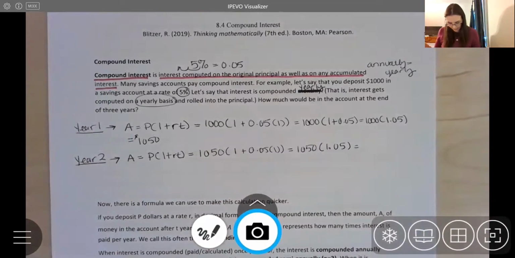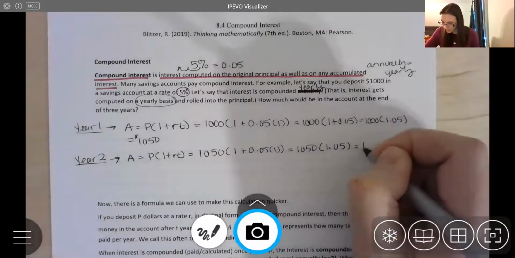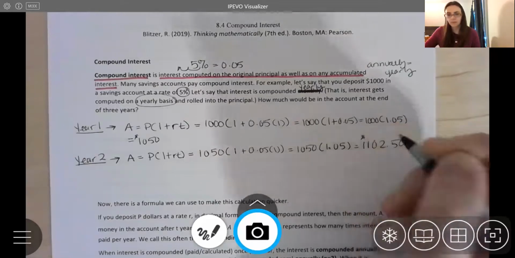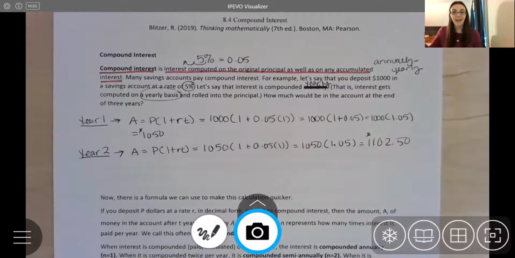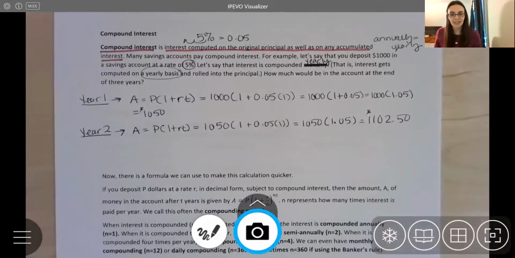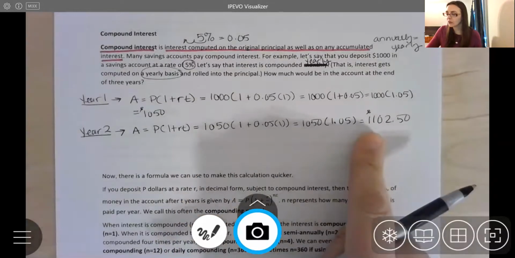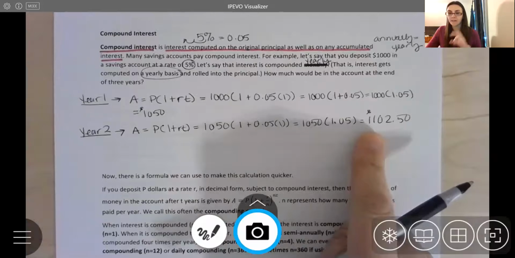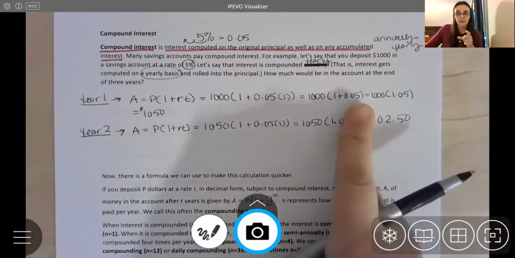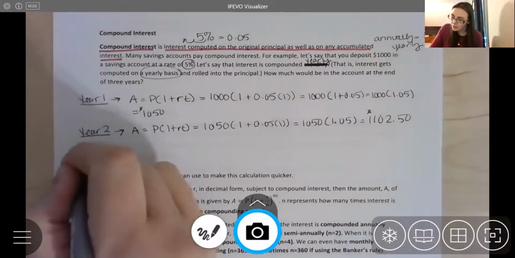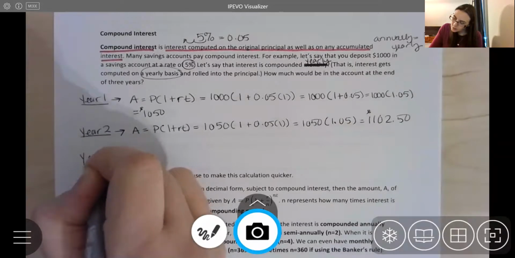And what we're going to get now is going to be $1,102.50. Okay, so your amount is going up again, and actually went up more than it did last time. So if you look at the change from 1050 to 1102, it's going up by $52.50. So not just 50, but a little bit more because your account had a little bit more in it. So let's do the end of year 3.